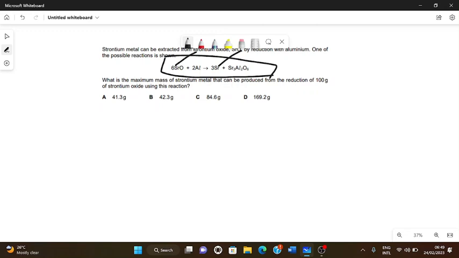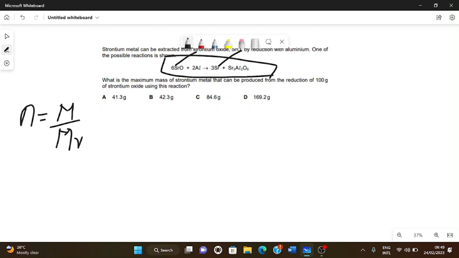So now, if you look at the reaction, we have 6 moles of strontium oxide and 3 moles of strontium. They say what is the maximum mass of strontium that can be produced from 100 grams? So using our formula, number of moles is equal to mass over the molar mass. So we're going to calculate the number of moles of strontium oxide.